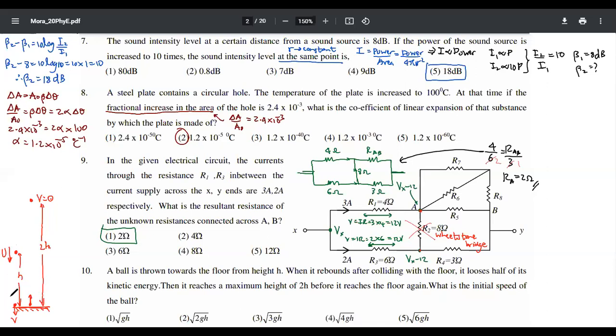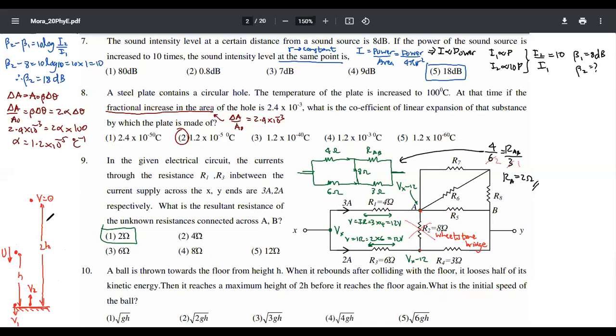Okay. Now when it reaches the ground, it will be at velocity v1. When it bounces off, the velocity is v2, and then at the top it will be 0. Now you can apply the energy principles and get the answer quickly. So how do you do that?